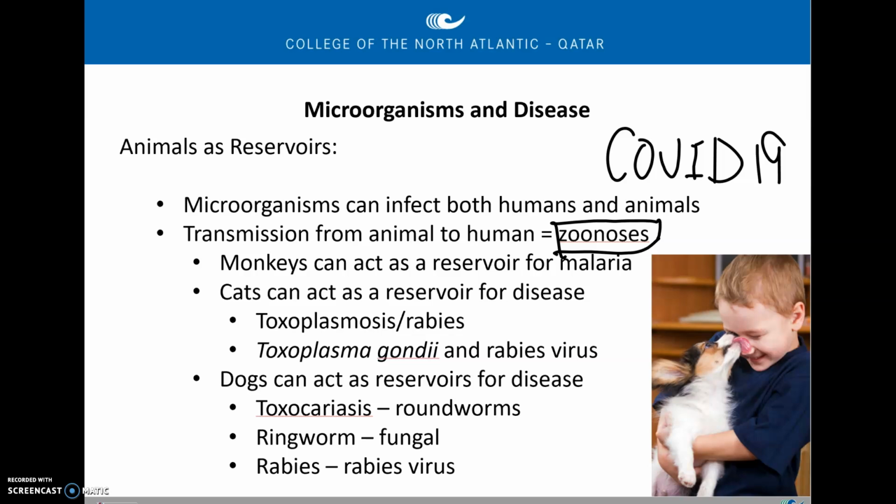We have a lot of different animals that can act as reservoirs. For example, monkeys can act as a reservoir for malaria. Cats, your cat that you have at home as a pet, can be a reservoir for toxoplasmosis or rabies, and that's quite a common virus that can be passed back and forth through cats. Dogs can also act as reservoirs for roundworms, toxocariasis, for ringworm, and for rabies as well.